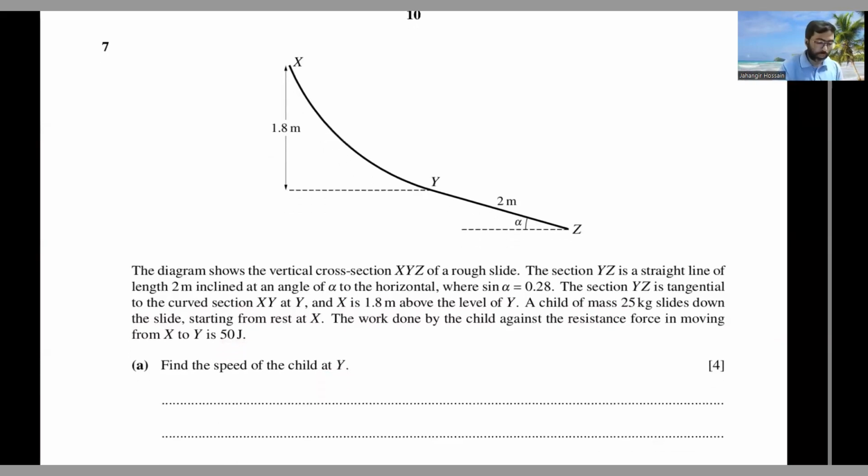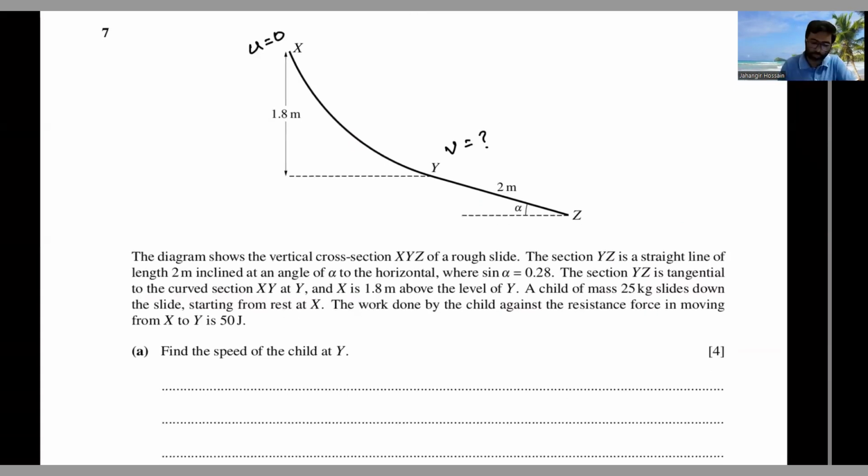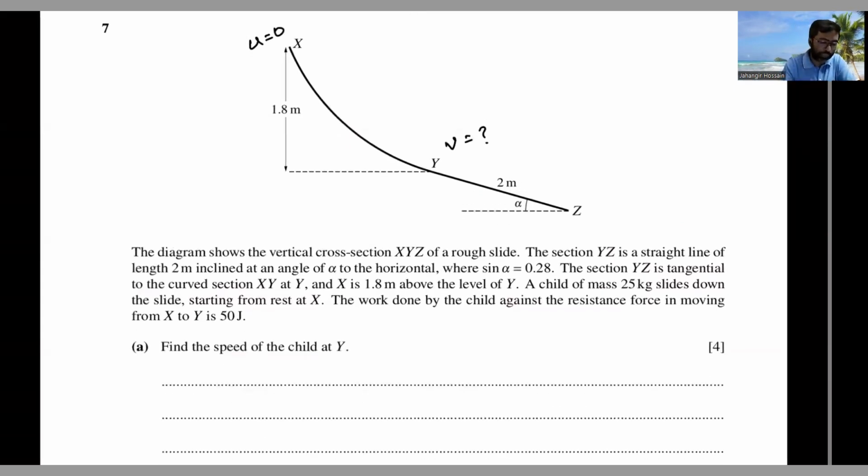So the child starts from rest at X, so the initial speed is 0. You have to find v, the speed at Y. What are the changes occurring here? The child loses its potential energy, gains kinetic energy, and there is work against resistance. You can find these three separately, then use the work energy principle.